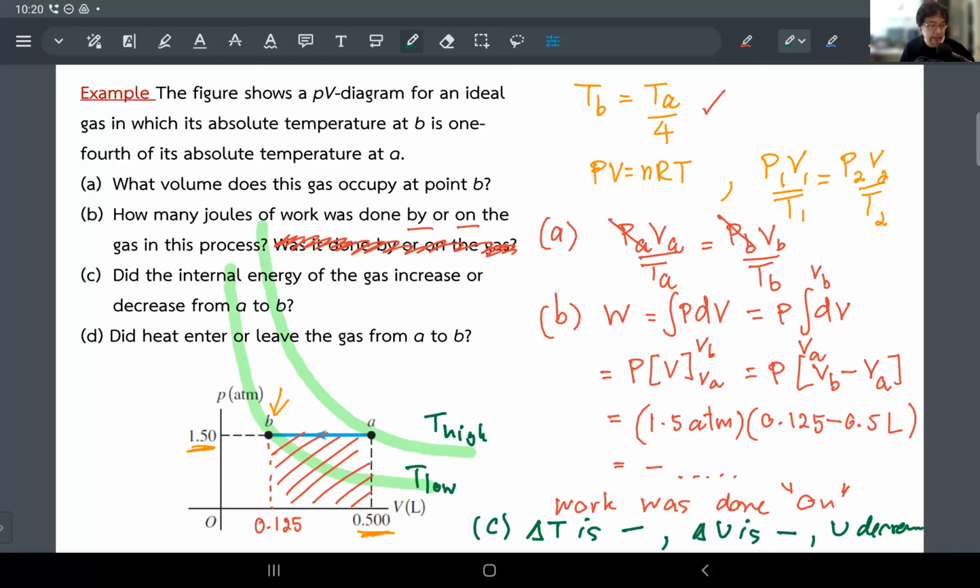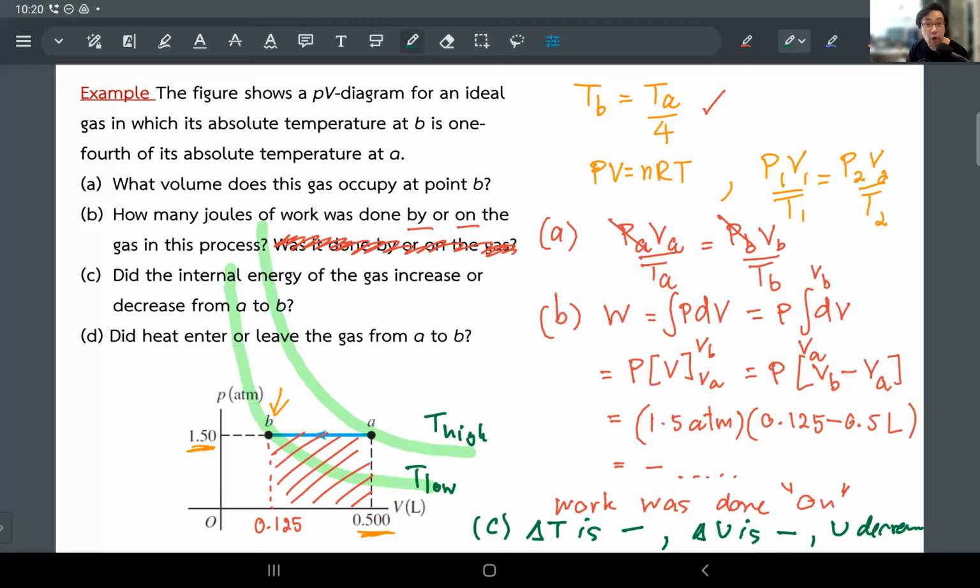All right, guys, let's get going. Part D, did heat. Now, we talk about heat, so it must be related to the first law of thermodynamics for sure. The question is, does heat enter or leave the gas from A to B? The good thing is, for this exercise, part C and part D are still qualitative questions. You don't need to calculate just yet. But what happened to heat, guys? This one is going to get a little more complicated, but that's how you practice using the first law of thermodynamics.